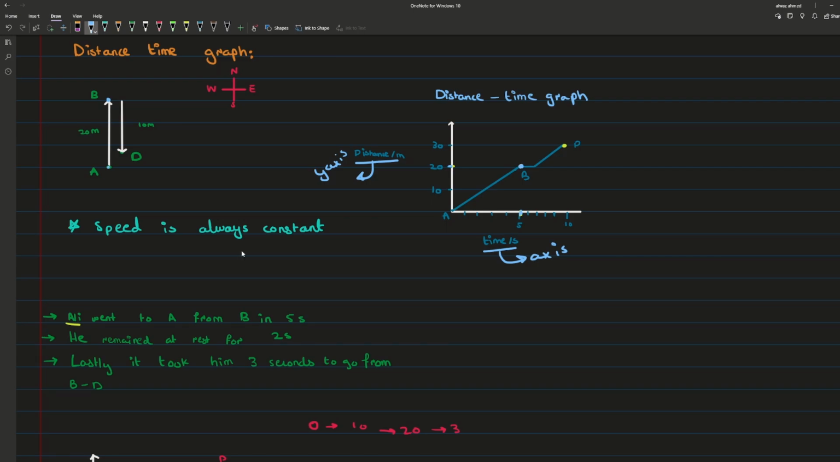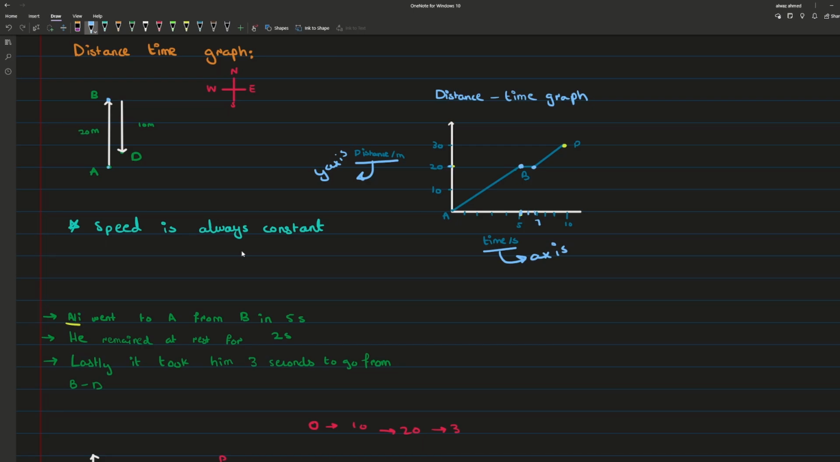Then we say that Ali remained at rest for 2 seconds, which means that Ali did not go anywhere, so his distance did not change. He remained at B for 2 seconds. So we see this flat line at B for 2 seconds. This is 6 and this is 7, so we get a flat line at B for 2 seconds.